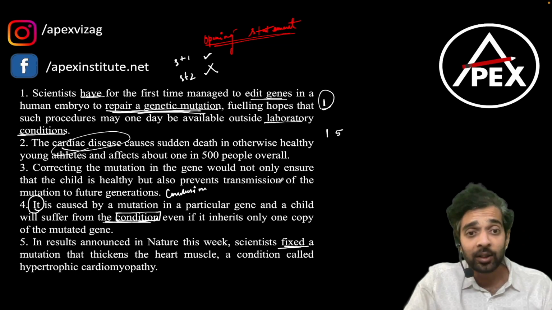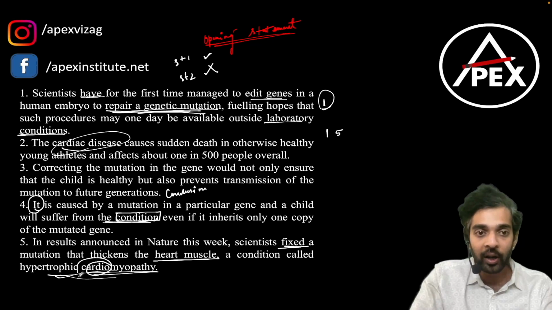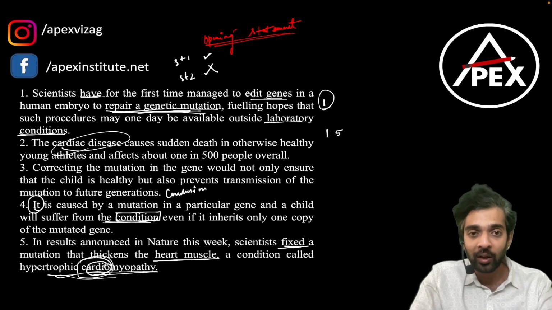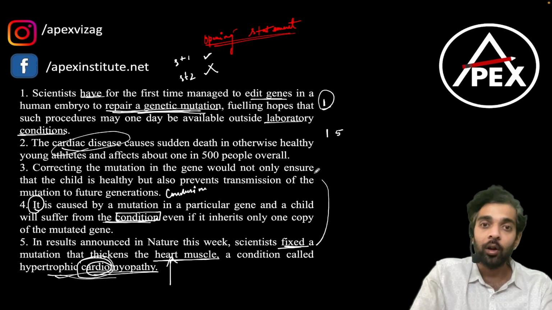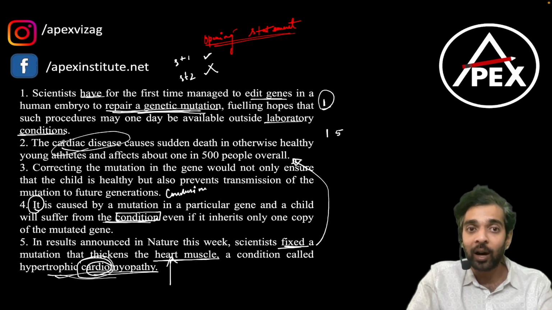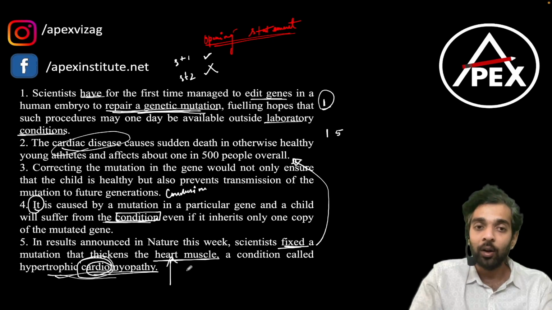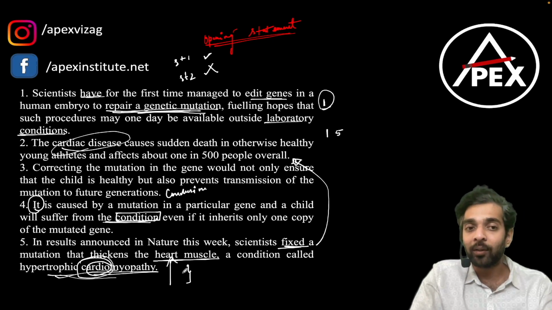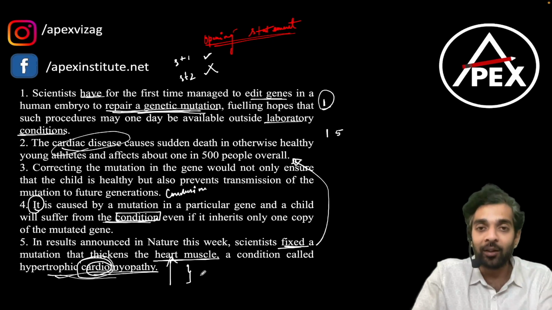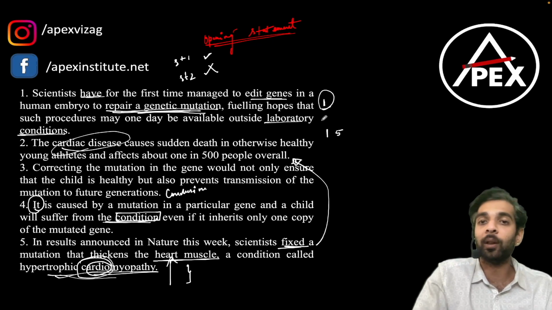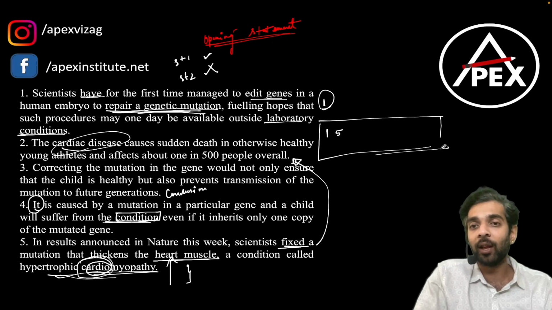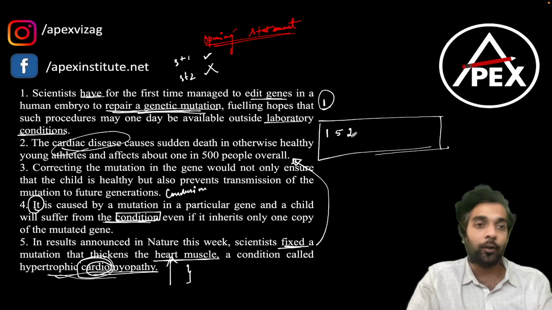Next. What did they find? They fixed a mutation that thickens the heart, hypertrophic cardiomyopathy, which relates to the heart obviously. So from here I can take a relation to my second statement, that this cardiac disease causes something. He's just explaining what this hypertrophic cardiomyopathy is and what its significance is. So very clearly I can say that the next sentence would be 2.